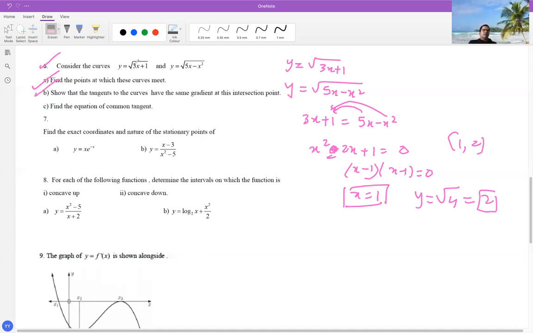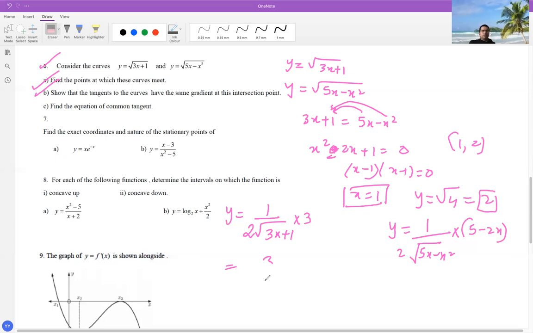Now show that the tangents to the curves have the same gradient at the intersection point. So you find the derivative of both curves. The derivative of the first is 1 over 2 root 3x plus 1 times 3. The derivative of the second is 1 over 2 root 5x minus x squared times 5 minus 2x. Plug in x as 1 here, so that's 3 over 2 times 2, which is 3 over 4.